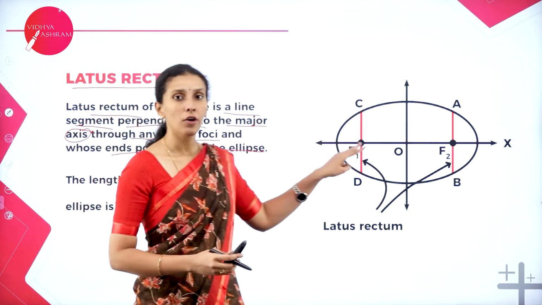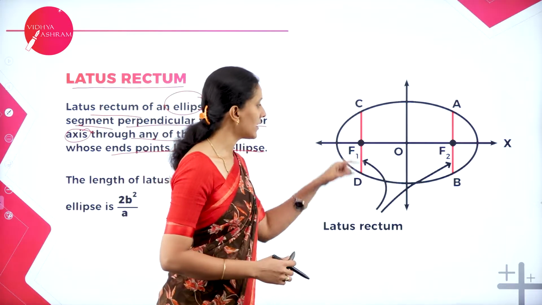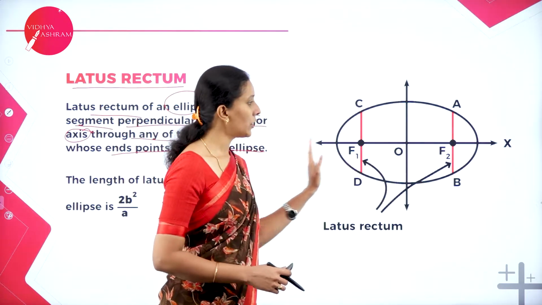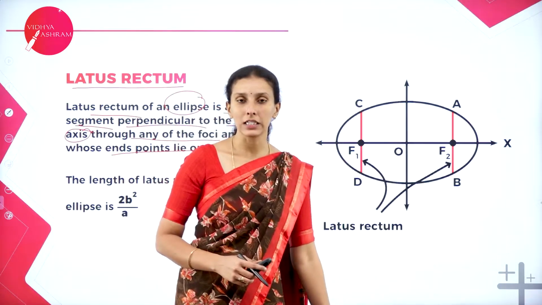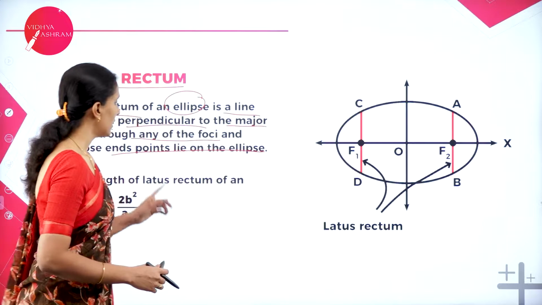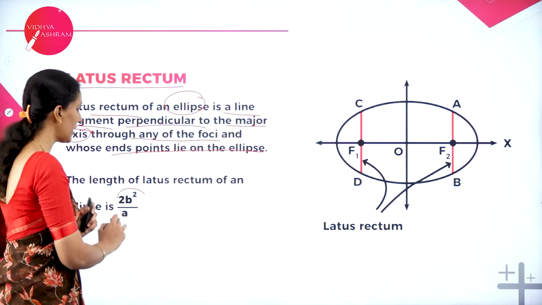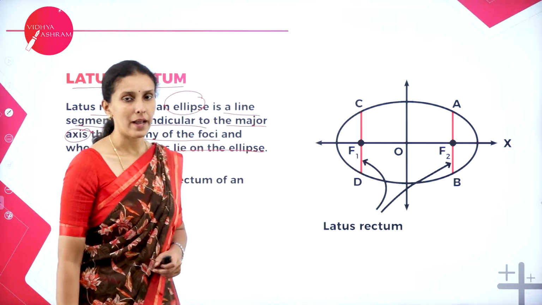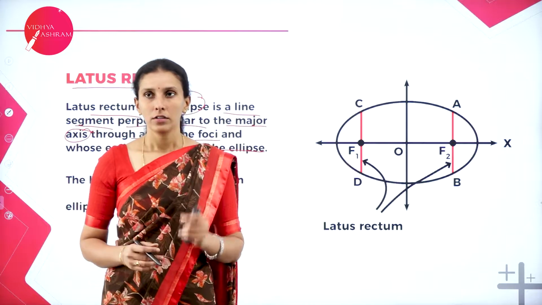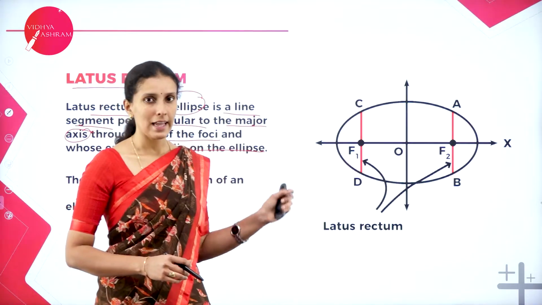Since here you have two foci, a line which is passing through either F1 or F2 and perpendicular to the major axis can be considered as the latus rectum of an ellipse. And the length of the latus rectum can be given by the equation 2b square by a, where a and b represent the semi-major and semi-minor axis of an ellipse.